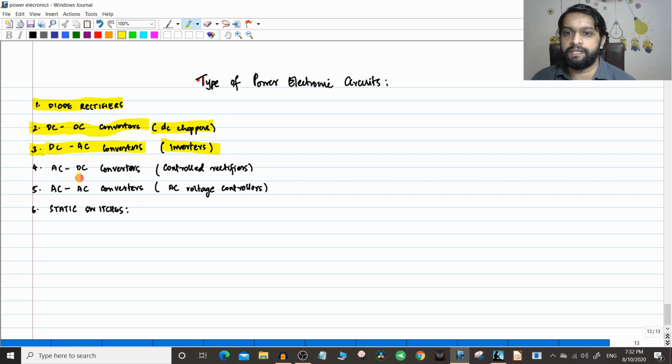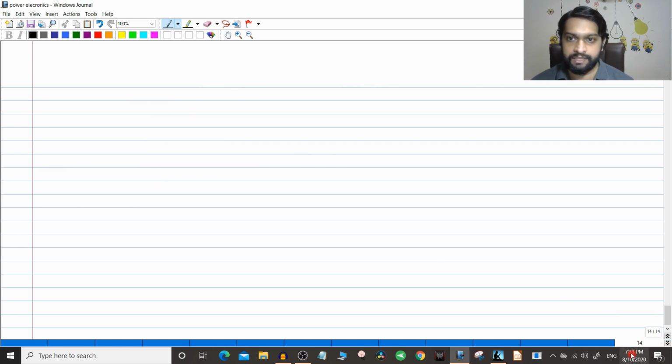So now we will start with AC to DC converters. I already told you rectifiers basically serve the same purpose, converting AC to DC, but they give AC to fixed DC. Whenever the anode is positive with respect to cathode, the diode will conduct. However, when you are using AC to DC converters, you are doing it in a controlled manner, so they are also known as controlled rectifiers. So we will start with AC to DC converters today.